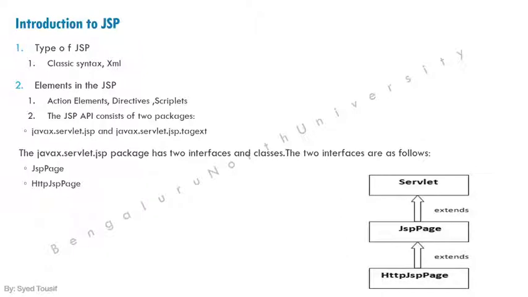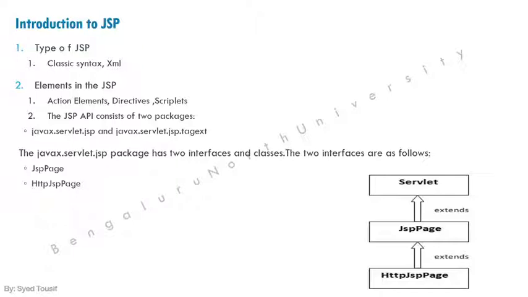What are the different elements in JSP? Action element, directive, and scriptlets, which we discussed yesterday. Today we are going to discuss the directive, even though we will brush up the scriptlet also. The JSP API consists of two packages: one is javax.servlet.jsp and the other is javax.servlet.jsp.tagext. What is the use of tagext? Today we are going to discuss.